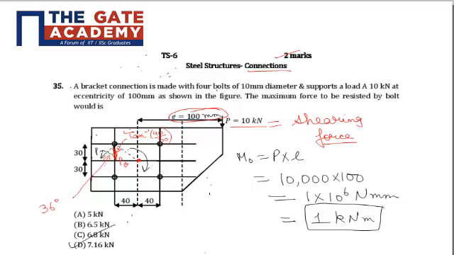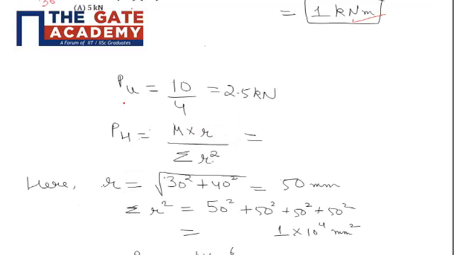So here the moment that will be acting at the centroid of the connection will be P into E, that is 10,000 Newton, because 10 kilonewton force is given, so it is 10,000 Newton into 100 mm, that is 1 into 10 to the power 6 Newton mm, or 1 kilonewton meter.